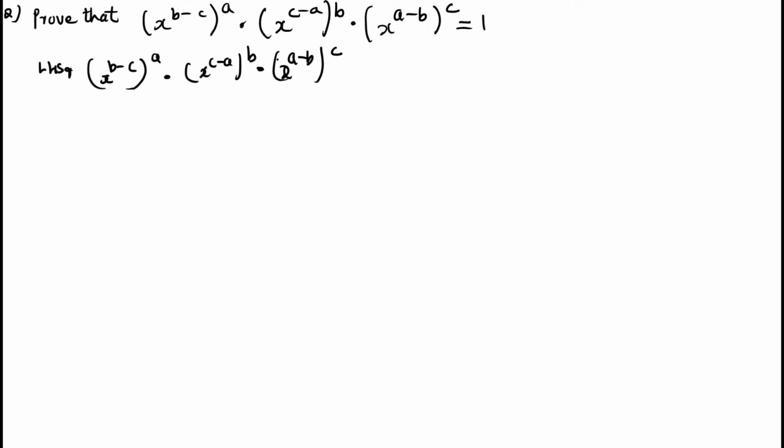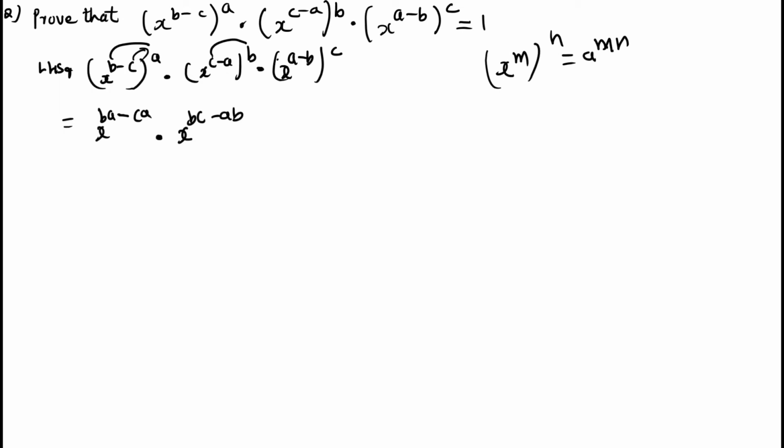In the next step, which formula we need to use here? X to the power m to the power n is x to the power mn. So multiply the powers. So it's equal to x to the power b into a is ba, minus c into a is ca, into x to the power c into b is bc, minus a into b is minus ab. Multiplying, into x to the power a into c is ac, minus b into c is bc.